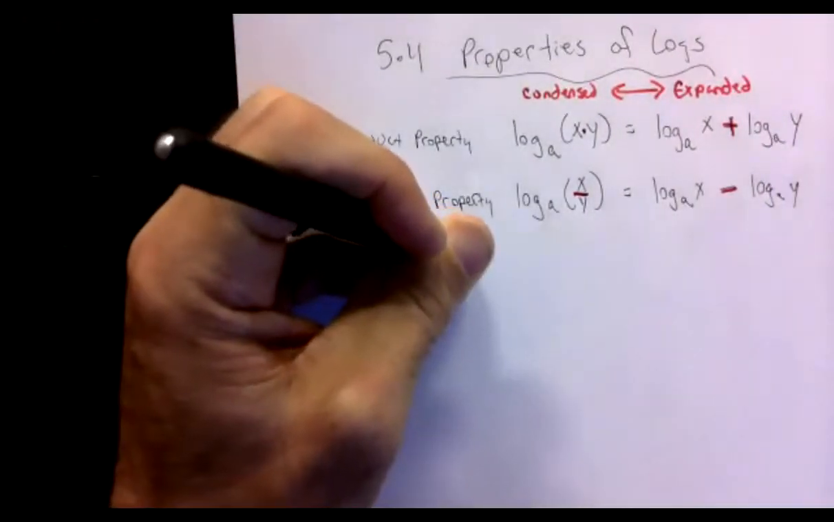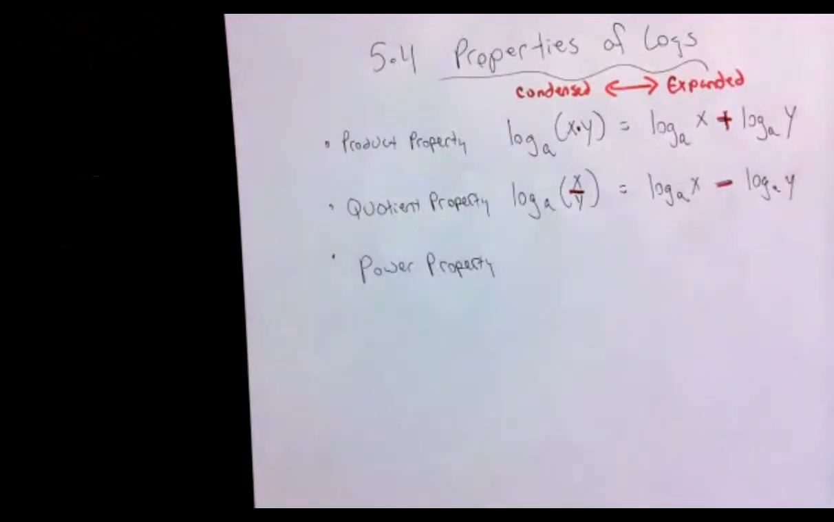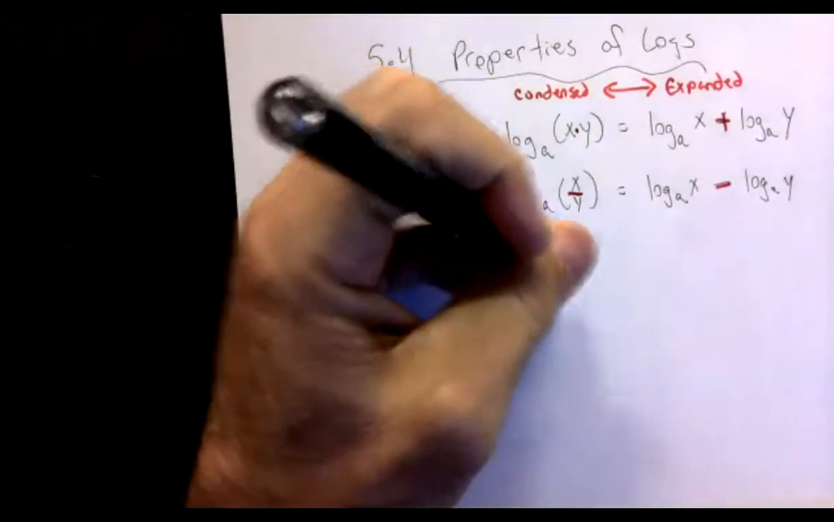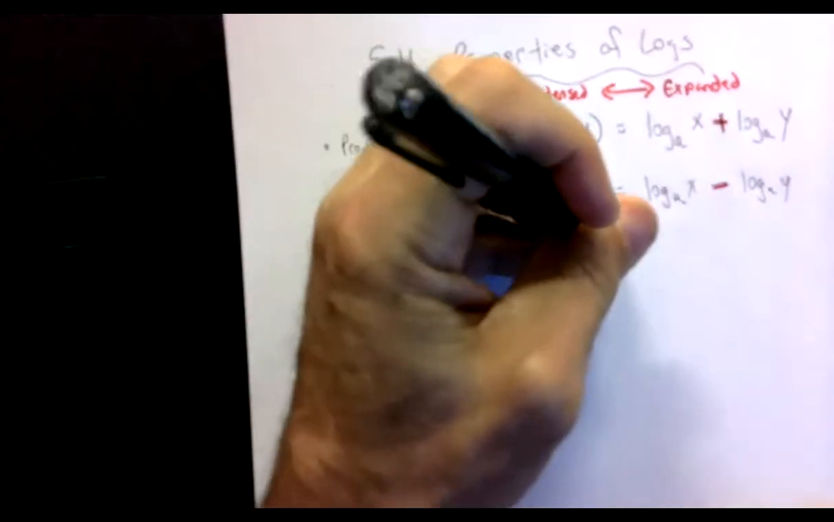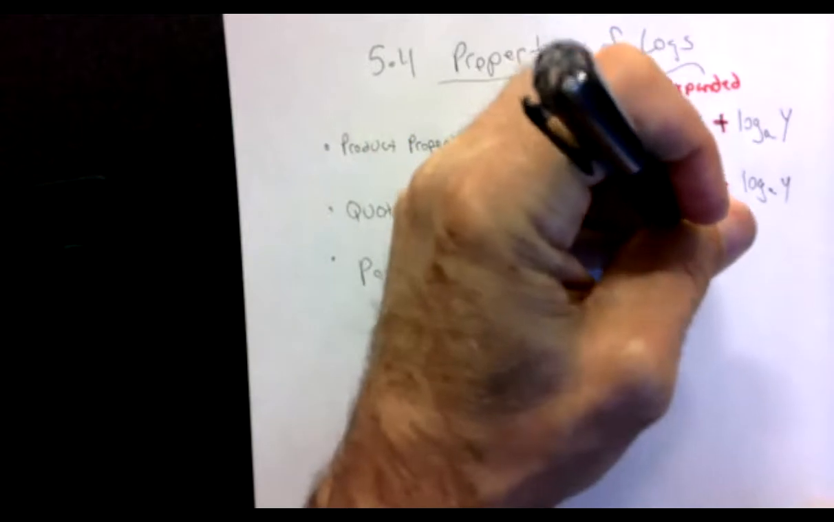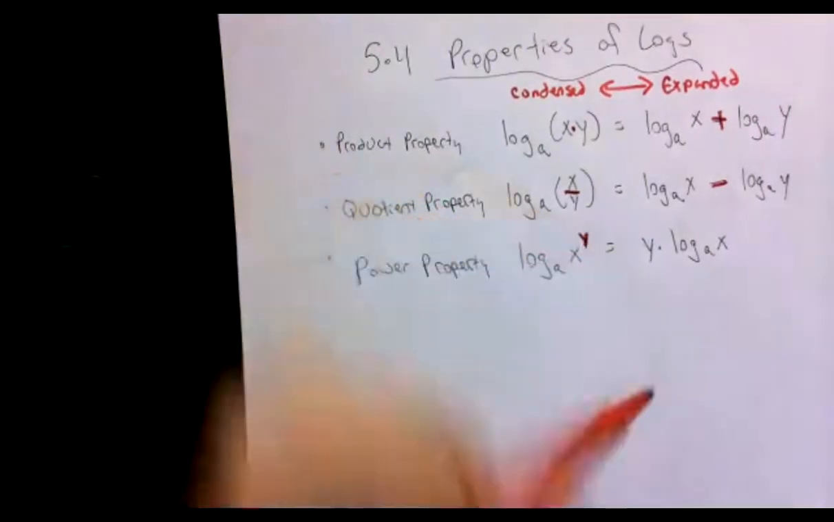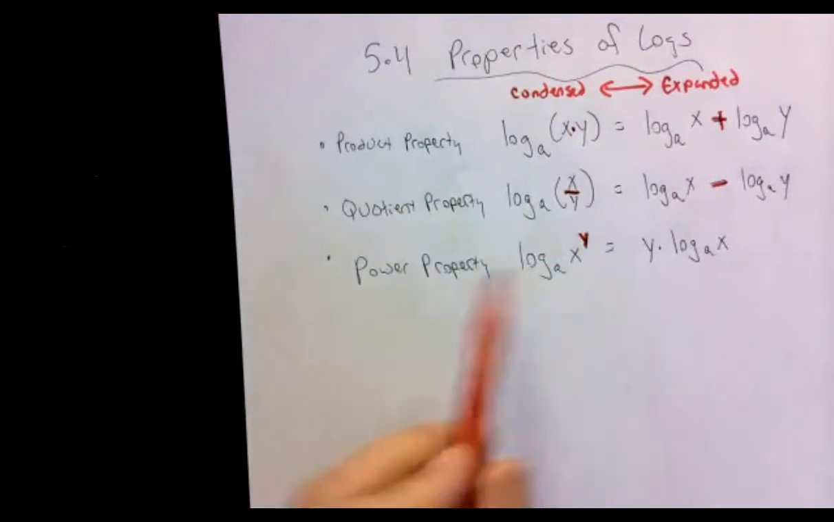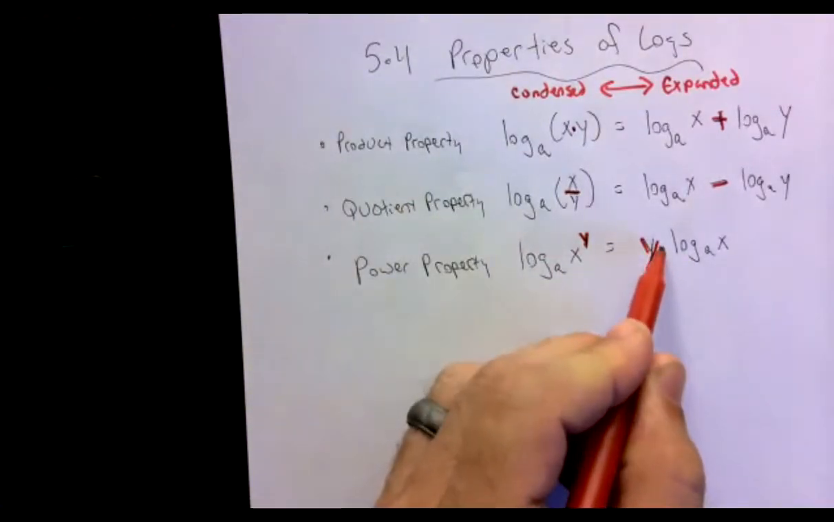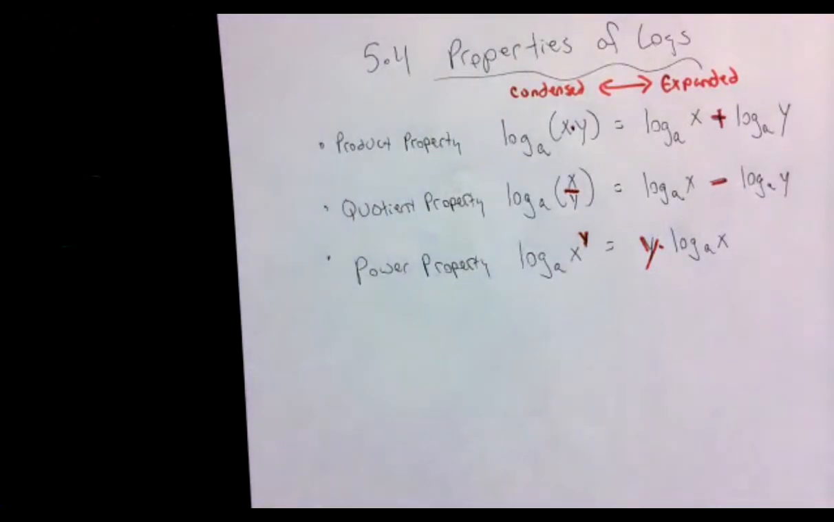The last one is what's called the power property. And it says that if you have some power, we can bring that to the front as a multiplier. Okay, and in essence, this is really all there is to the notes of how that goes.